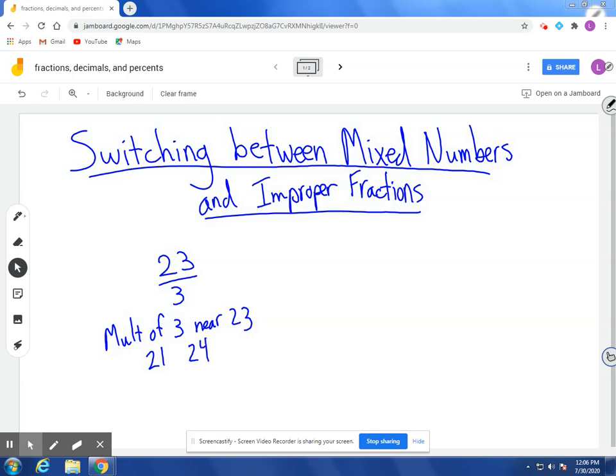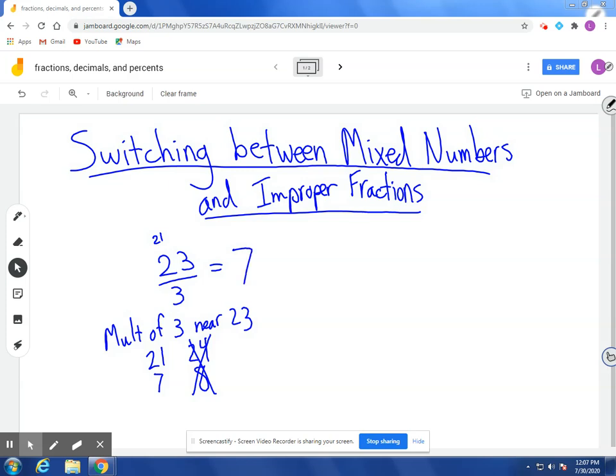And so I'm going to focus on between these two because in order to get to 21 or 24, I have to multiply 3 by 7 or by 8. Now, 24 doesn't do me much good because that's too large. So I'm going to take that one out of contention, and I'm going to use 21. If this was 21 over 3, my answer would be 7. So I do know that I have at least 7.